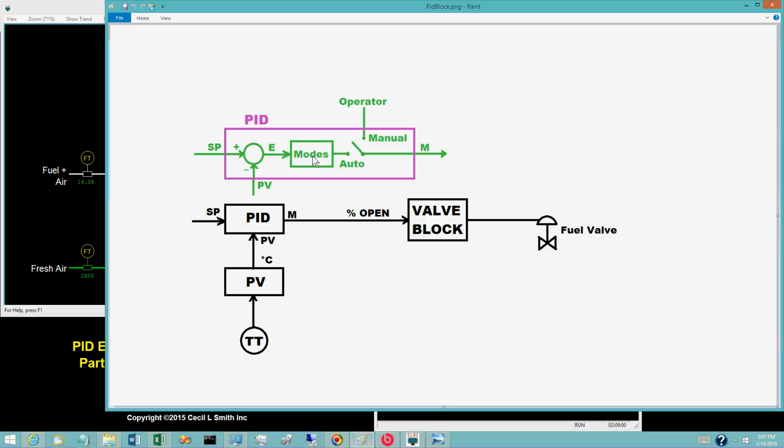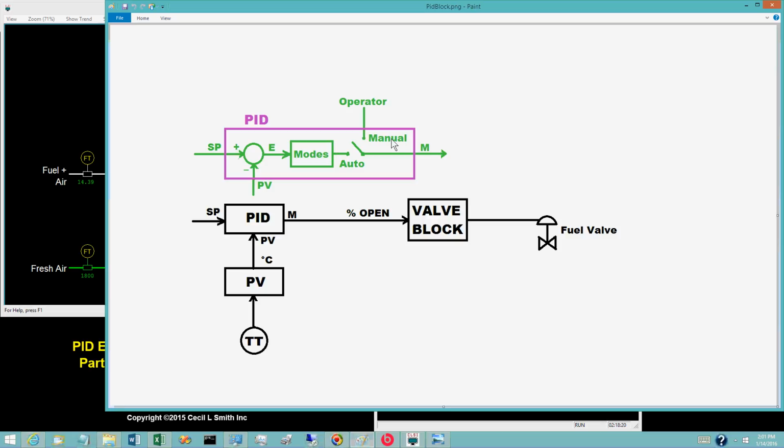As typically drawn, the control error E is the only input to the modes block. This suggests that all modes are computed from the control error E. This is the classical form of the PID, but in digital systems, the derivative mode is more frequently based on the PV, and occasionally the proportional mode is based on the PV. Both will be the subject of later videos.